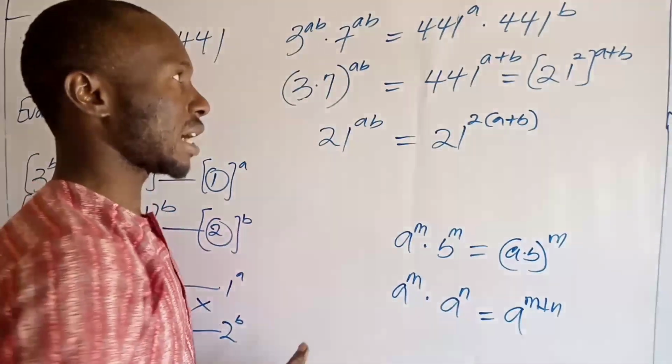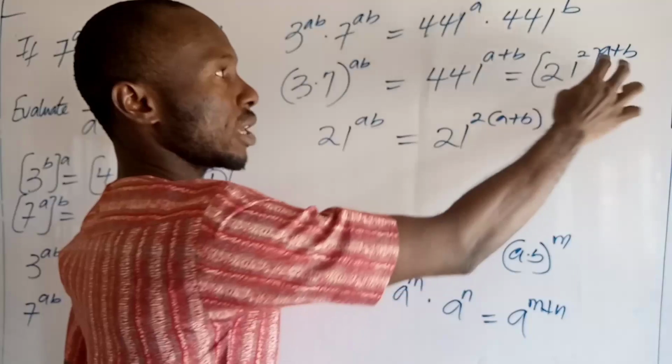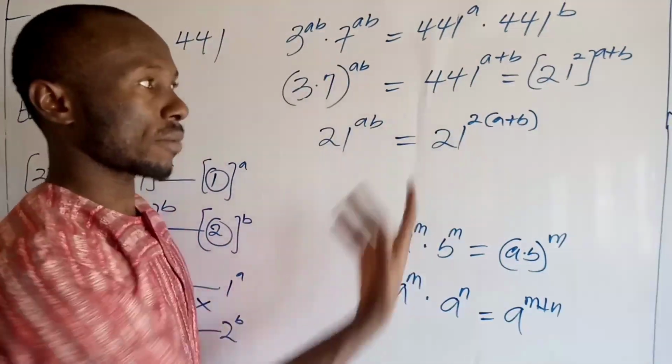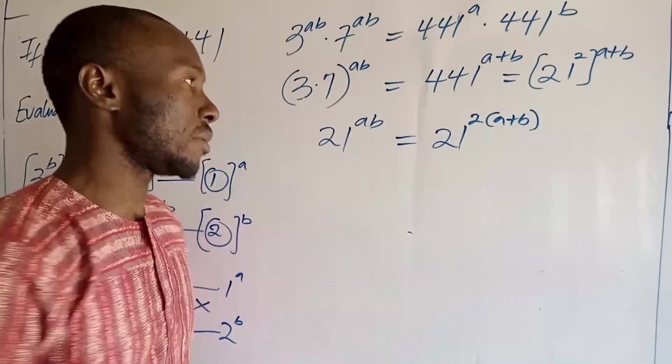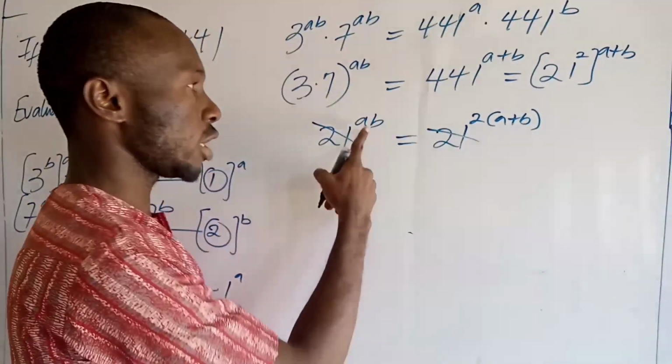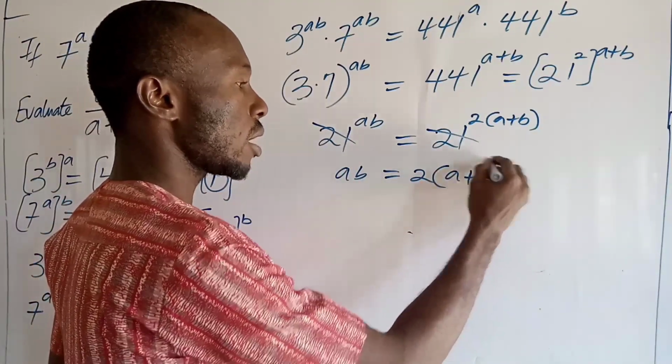I hope it is clear right here. 441 is the same as 21 to the power 2, then remember we have a plus b out here. So that is what we have just done. Now at this point, it is very clear that the bases are the same, so the bases cancel out and we equate the powers. So we have ab is equal to 2 into a plus b.